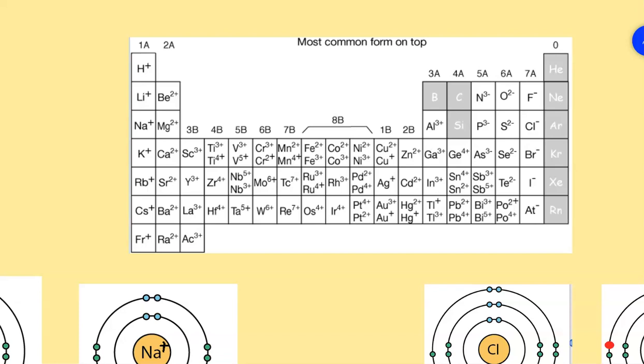Hey, Mr. Danahauer here. Today we're going to be talking about ions on the periodic table and the trend of ionic radius. So let's remember ions form when elements gain or lose electrons, and let's look at some of the trends we see on the periodic table.